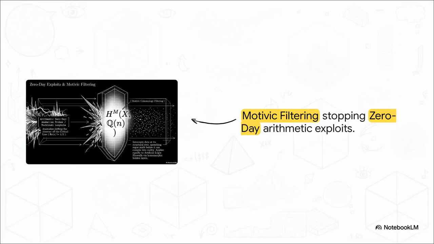Now, to defeat an absolute zero-day exploit, we rely on the motivic cohomology filtering equation. Just look at the math here. The H super M refers to the motivic cohomology group of the space X, with coefficients in the rational numbers twisted by n. In practice, what this means is that the firewall intercepts rogue data directly at its structural root, the motive itself. It quenches the bad math before it even has a chance to compile into your reality.